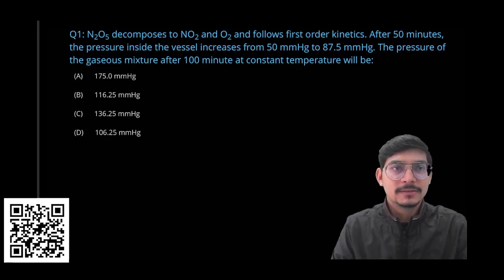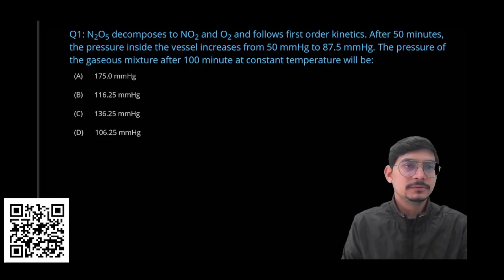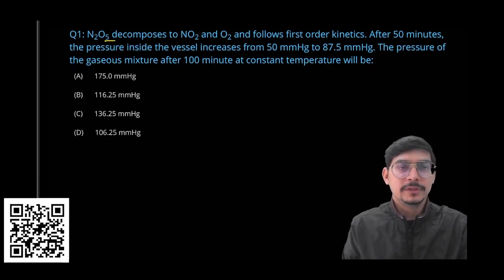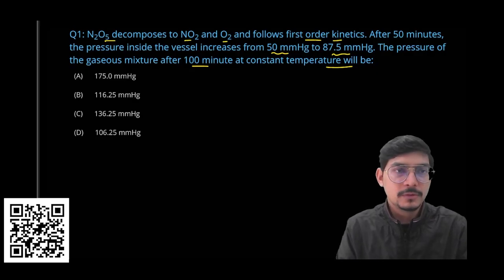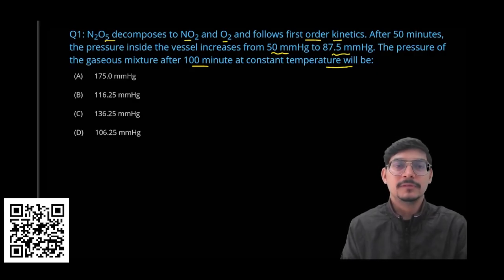Hi everyone. This question is based on chemical kinetics. It is given that N2O5 decomposes into nitrogen dioxide and dioxygen gas via first order kinetics. After 50 minutes, the pressure inside the vessel increases from 50 millimeter of mercury to 87.5 millimeter of mercury. The pressure of the gaseous mixture after 100 minutes at constant temperature will be. So we have to find out the total pressure of the system after 100 minutes.